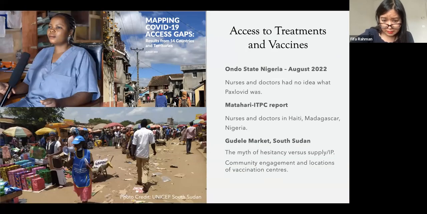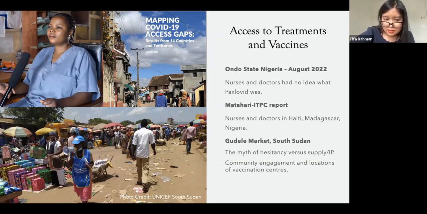So the bottom picture is a picture thanks to UNICEF South Sudan, and we've got a case study coming up in one of our reports on gender and COVID that has a case study on South Sudan that dispels some of the hesitancy myths. But essentially, the idea that it was more of a hesitancy situation versus a supply or IP issue was horrifically incorrect.